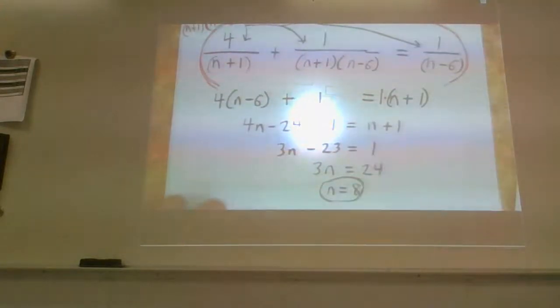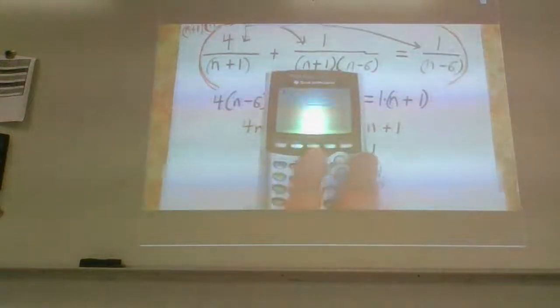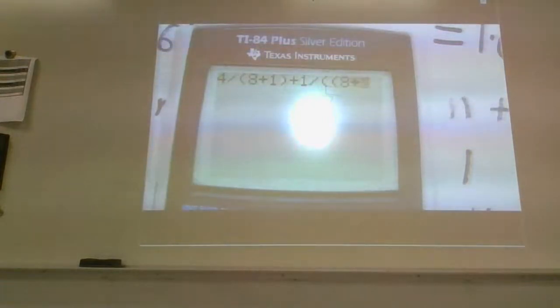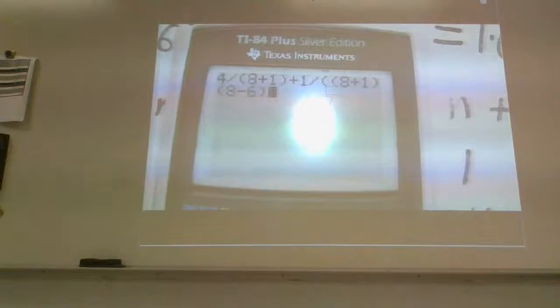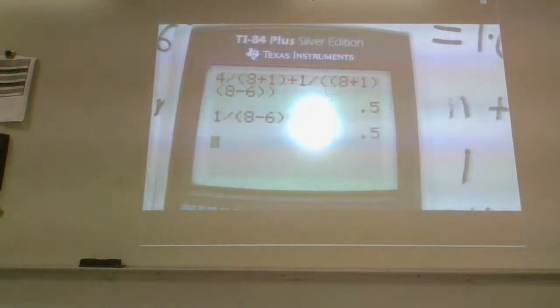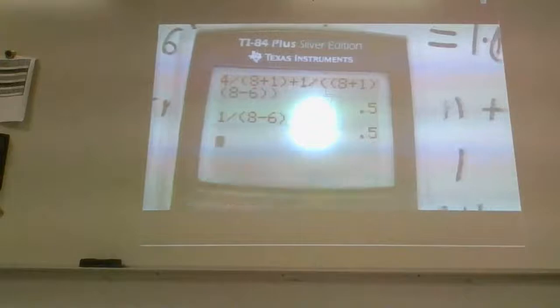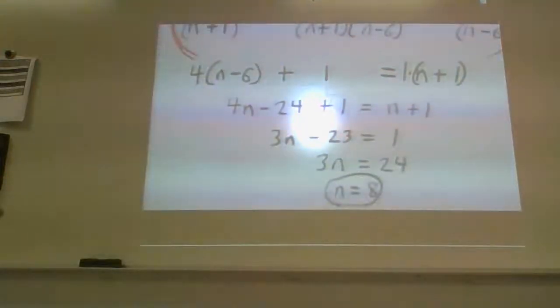I'll zoom in on my calculator, and then I'll zoom back out to this problem. Let's see here. Got an answer of 8, so we got 4 divided by 8 plus 1, plus 1 divided by 8 plus 1, 8 plus 6. Boom, I got 0.5 on the left. I got 0.5 on the right. Clearly it works. But that is what the answer does.